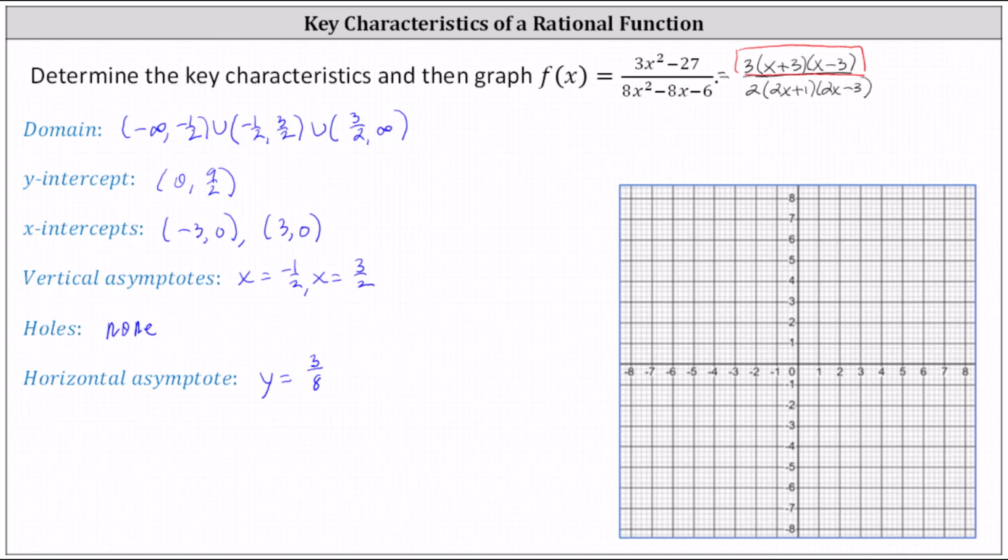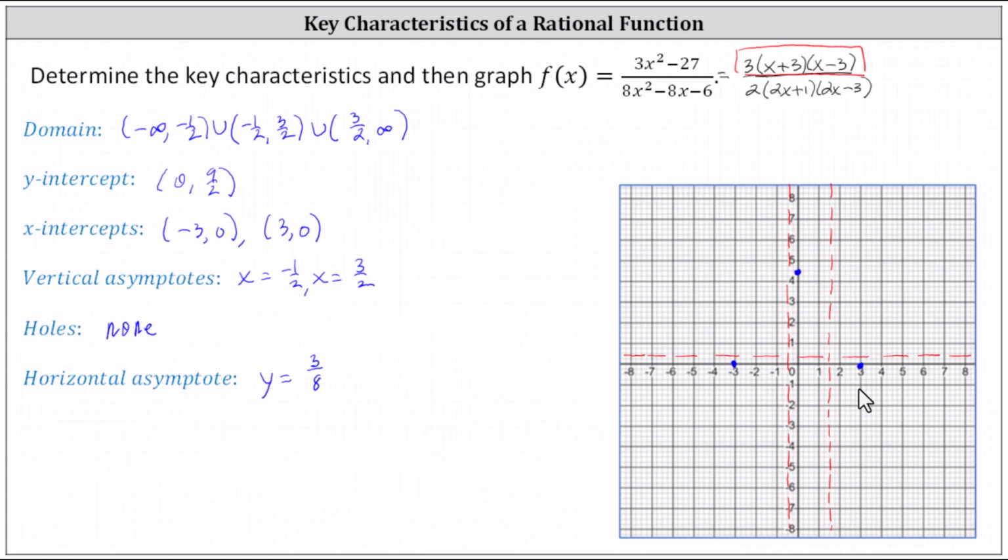And now let's graph the rational function. Let's begin by graphing the vertical asymptotes of x equals negative 1/2 and x equals 3/2 or x equals 1.5. Let's go ahead and plot the y-intercept of 0, 9/2 or 0, 4.5. Should be here. The x-intercepts are negative 3, 0 and 3, 0. The horizontal asymptote is y equals 3/8, which is y equals 0.375, which should be approximately here.